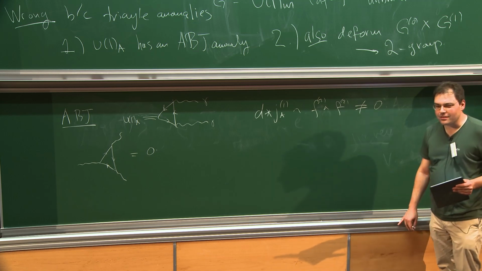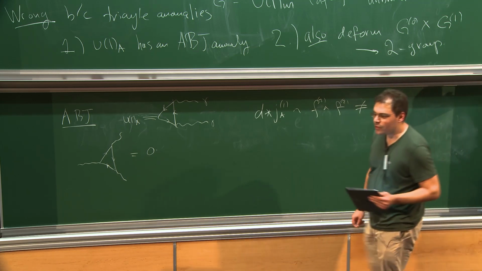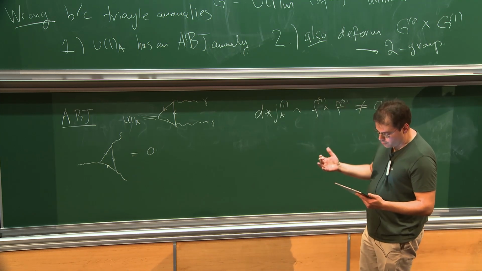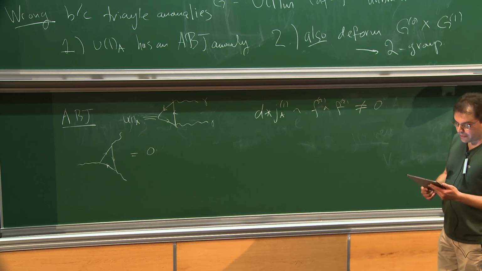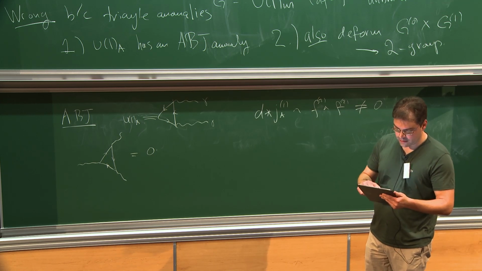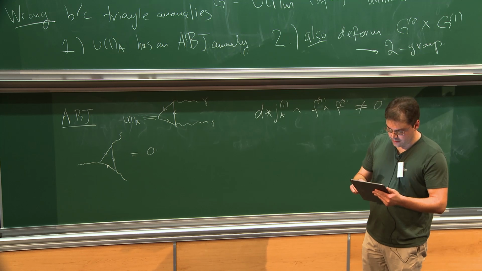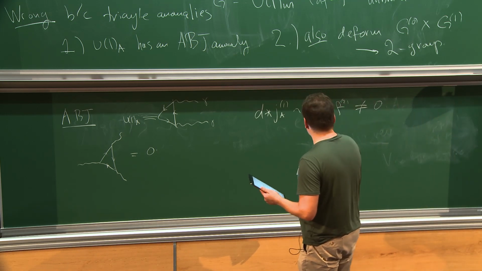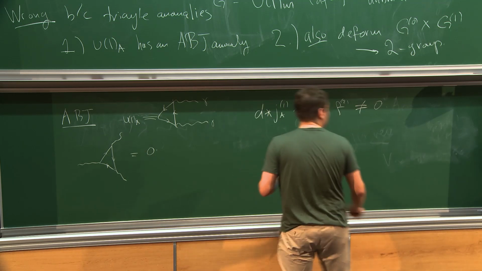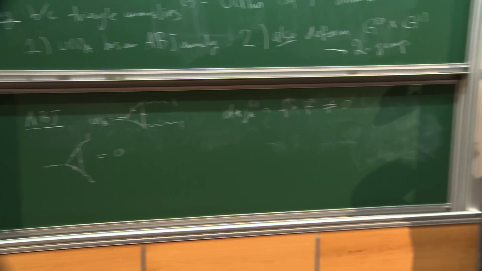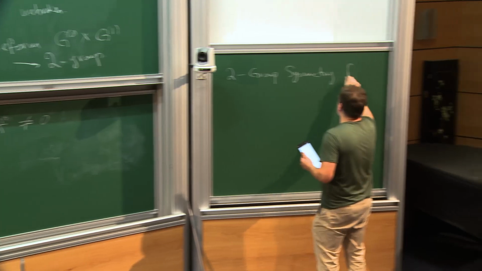But it turns out that we haven't exhausted the set of possible configurations of photons and currents just yet. And so it turns out that there are two more interesting configurations that we need to talk about. So basically what I want to explain now is how we get two-group symmetry from triangle anomalies.